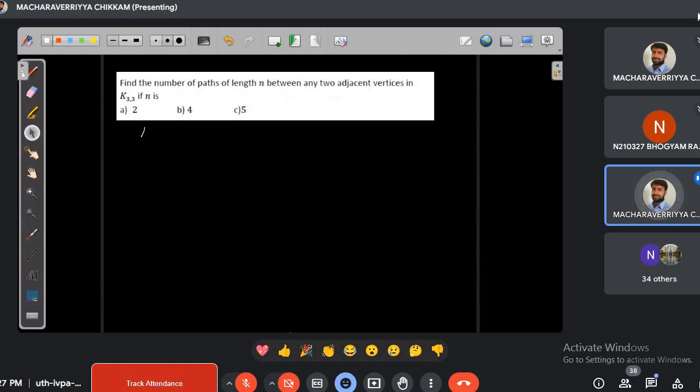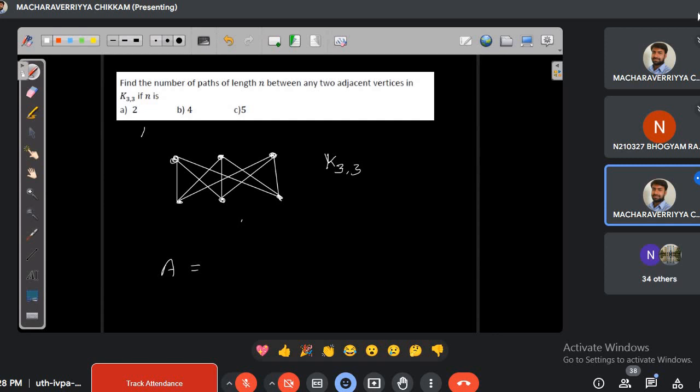So find the number of paths of length n between any two adjacent vertices in K3,3. Same, what do you do? You know what K3,3 is, right? There are 6 vertices, so you will get a 6 by 6 matrix. So this one is K3,3, right? Now what is the adjacency matrix of K3,3? If I name the vertices 1, 2, 3, 4, 5 and 6.